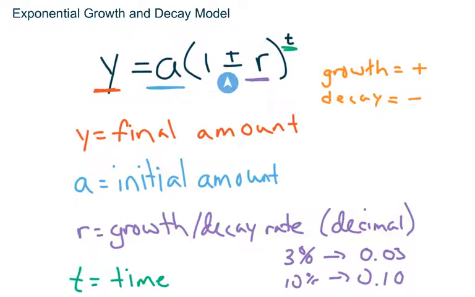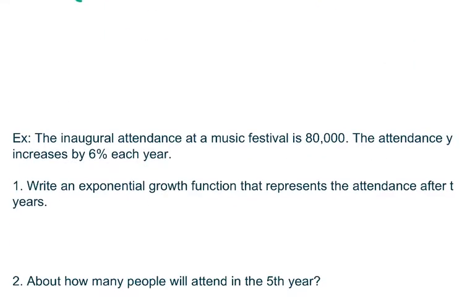So rather than write it out twice, we usually just write it once, and then since this is the only difference, we just need to know which one to use. So if it's a growth problem, if we're getting bigger, we're going to use plus. If it's a decay problem where we're getting smaller or we're losing value or losing people, then it's going to be a minus. All right, so let's do a couple of examples here.